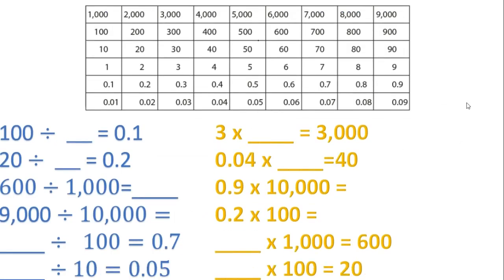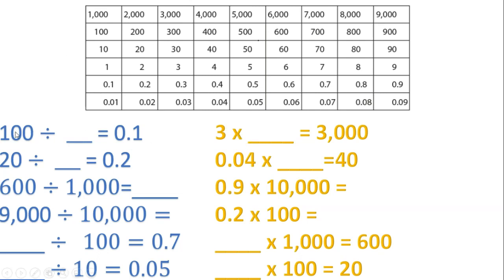Here are some questions on the screen. Now I'd like you to have a go at these. You might just choose a few, but if you really want to push yourself, you're going to go for them all. You're going to use the chart. I also want you to look at how the digits move within each question, because that's going to help you next lesson. So I'll do the first one on each side with you.